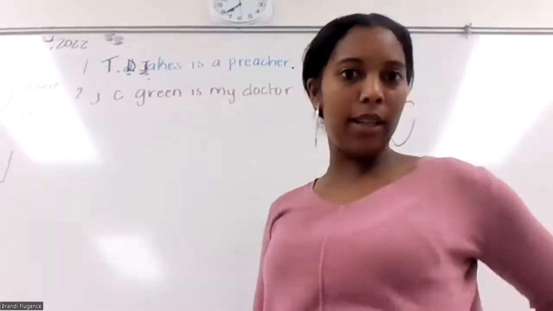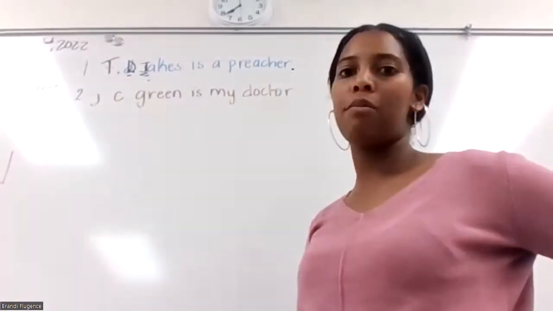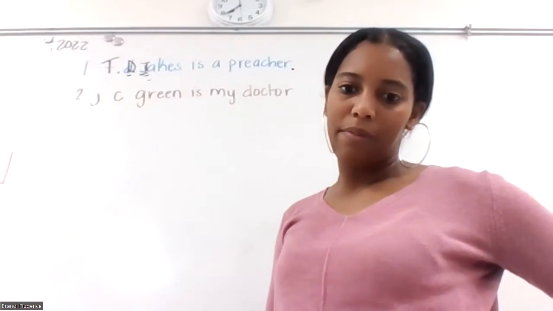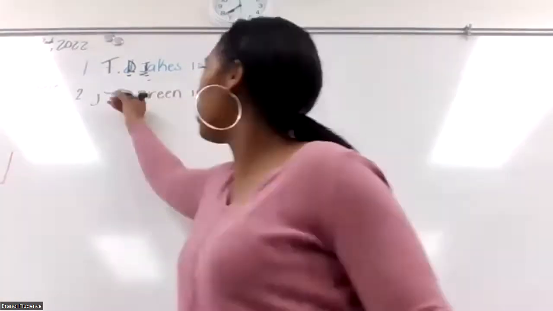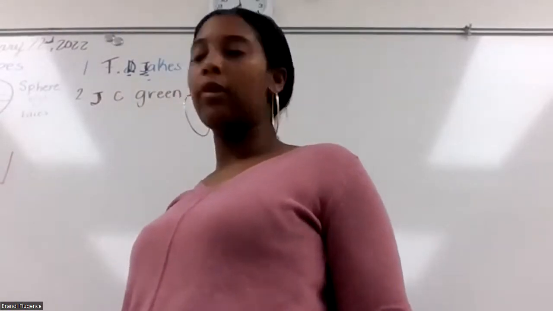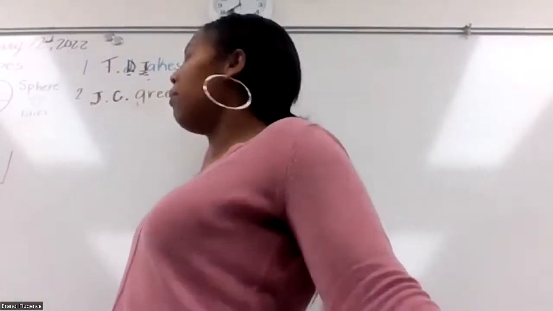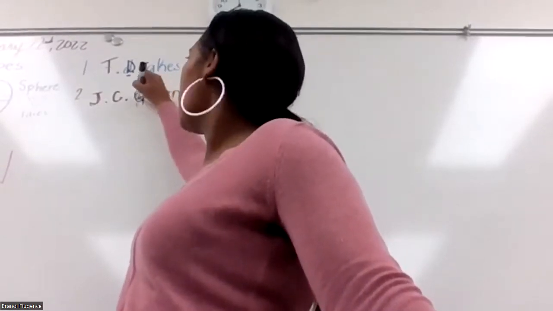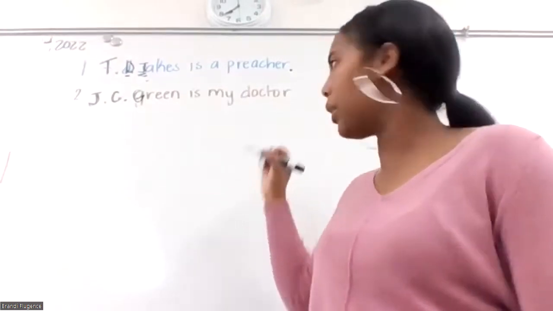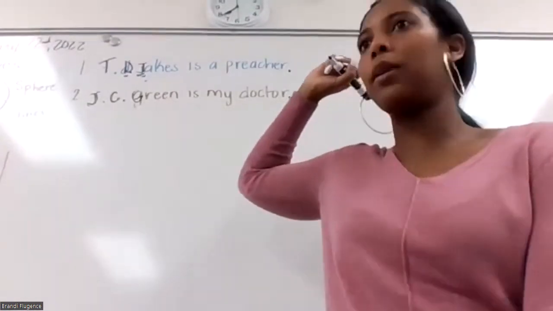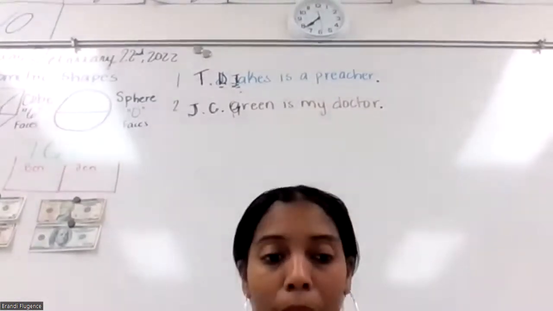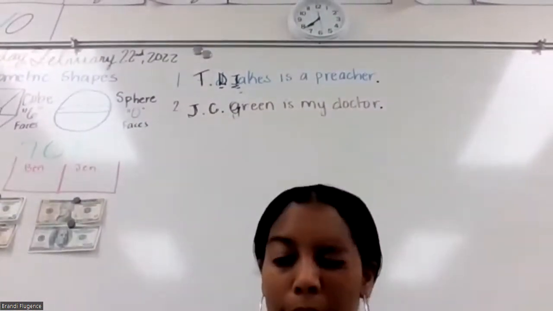Number 2. J.C. Green is my doctor. Anybody? Okay, Dennis? Capitalize the J, dot. Capital C, dot. Capital G. And period. Good. Awesome. So that's pretty easy. Is that what everyone did writing their sentences? Yeah? Okay, good. So that's our writing. That's it. The test will be pretty easy this week, guys.